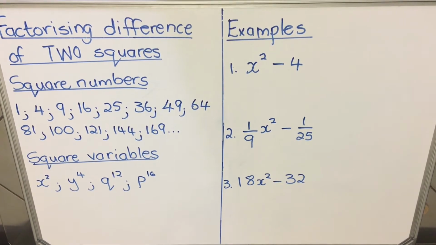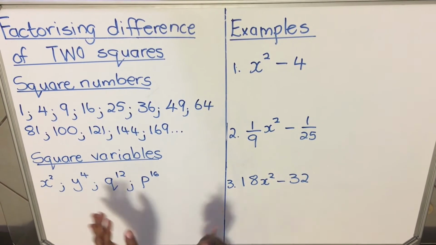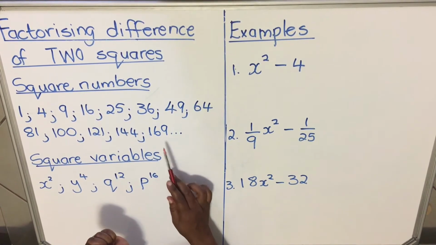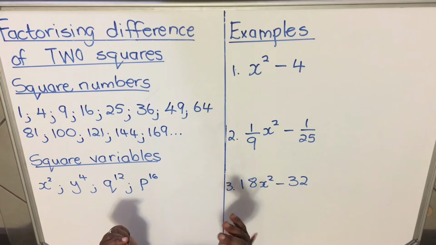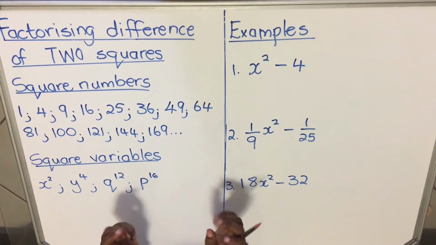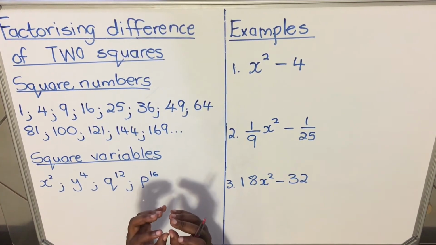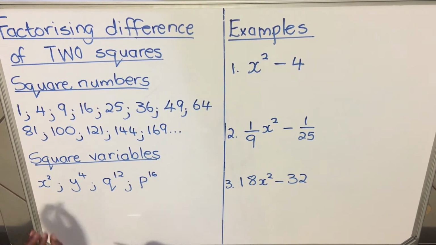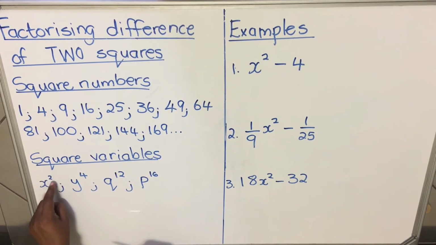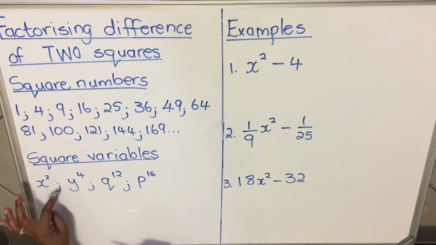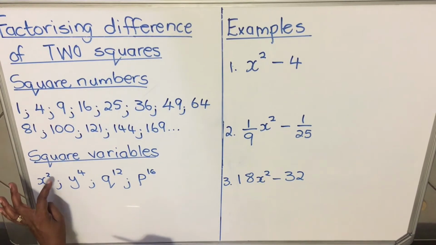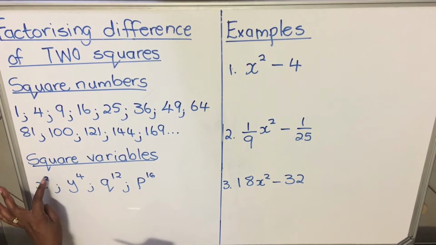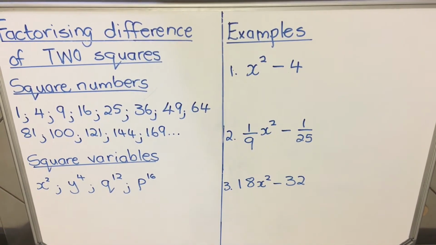For your sake, memorize the square numbers from 1 up to 169: 1 times 1 up to 13 times 13, which is 169. Memorize them, because when you are factorizing difference of two squares, you need to know whether this number is a square number or not. And then square variables: it's any variable that has an even power, a 2, a 4, a 6, a 20. As long as the power is even, that variable is a square variable.